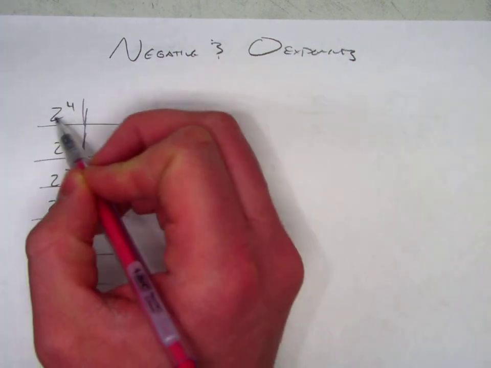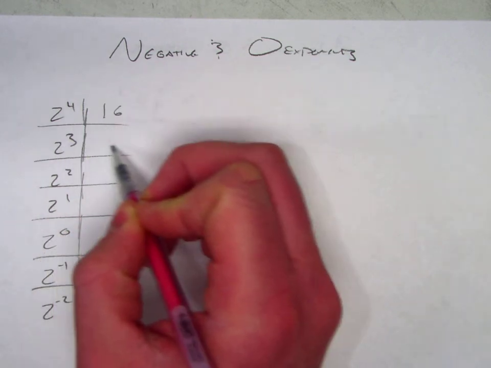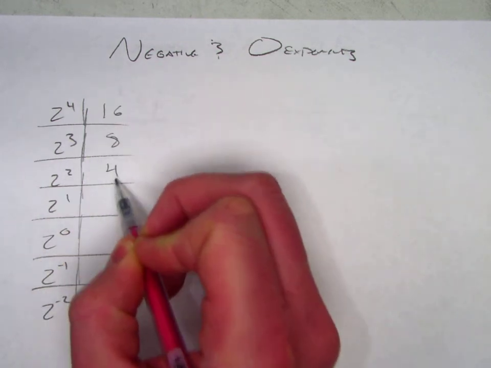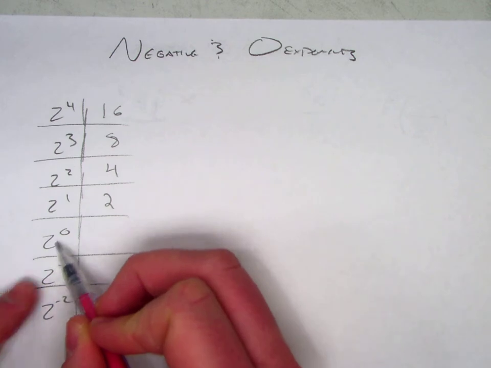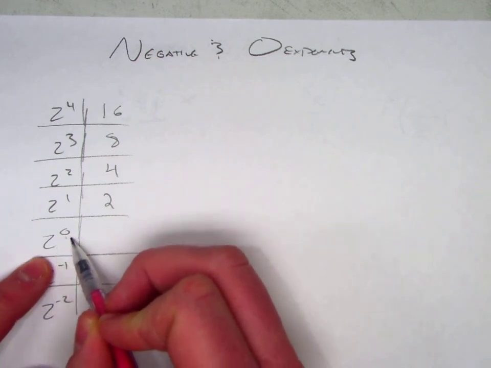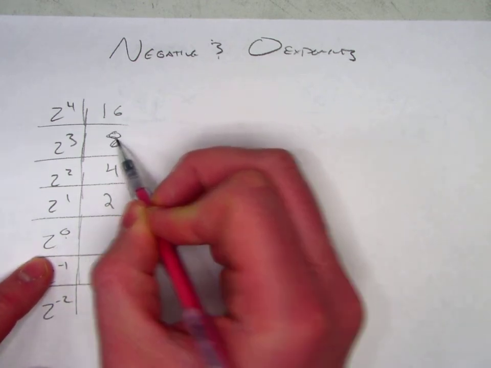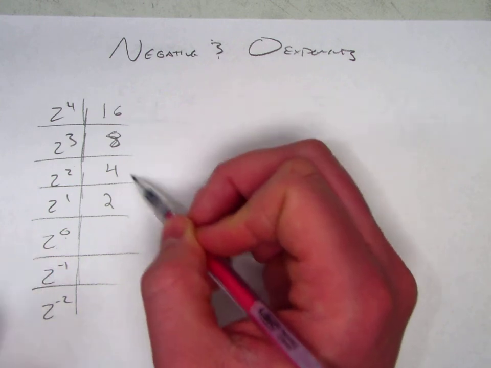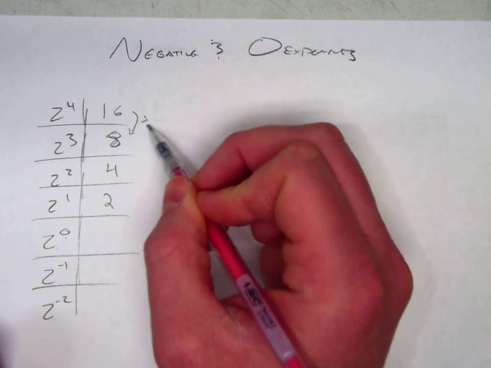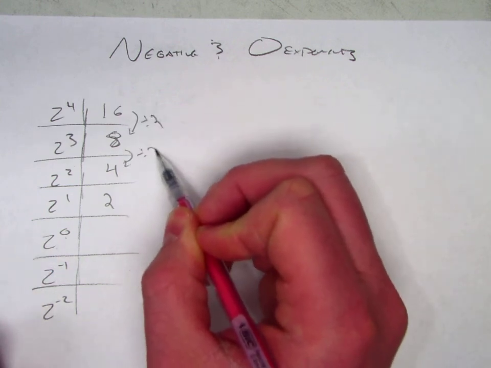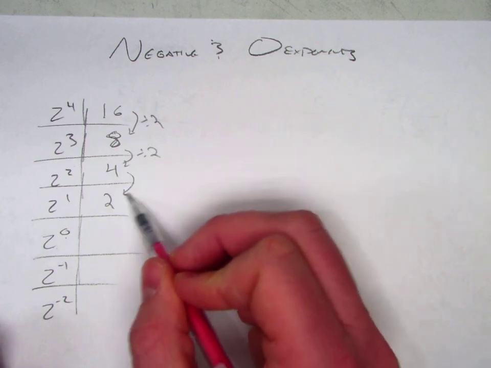So if I just simplify each of these expressions, 2 to the fourth is 16, 2 to the third is 8, and then I've got 4, 2, and now I run into a 2 to the 0 exponent. Well, trust me when I say that this pattern is going to continue. So I see that, okay, it looks like we divide by 2 to get there, and we divide by 2 to get there, so on and so forth.